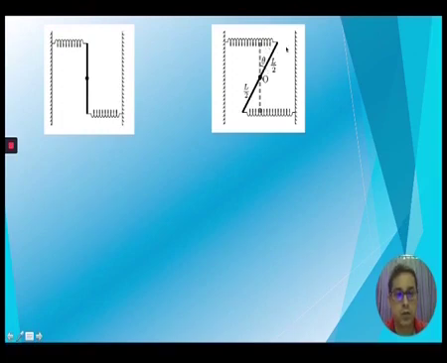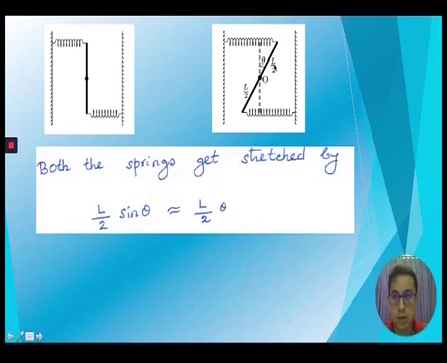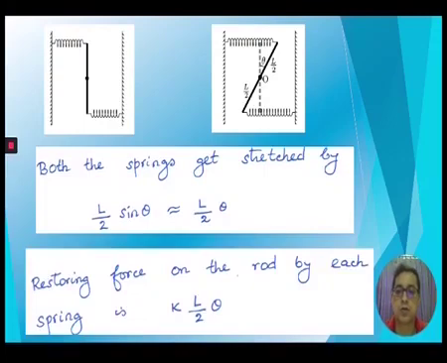The same is the case with the other spring also, so there will be a restoring force on the rod. The restoring force on the rod by each of the springs would be the spring constant into the stressed amount, so that would be K into L by 2 theta. Both the springs get stressed by this much. The restoring force on the rod by each spring is K into L by 2 theta.